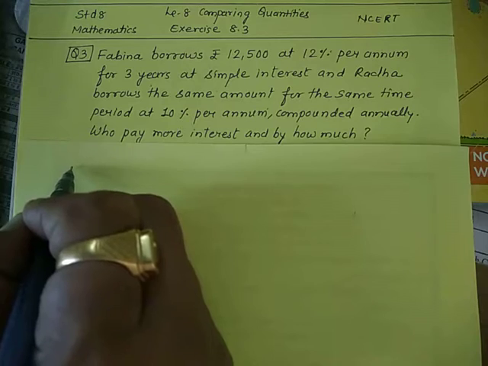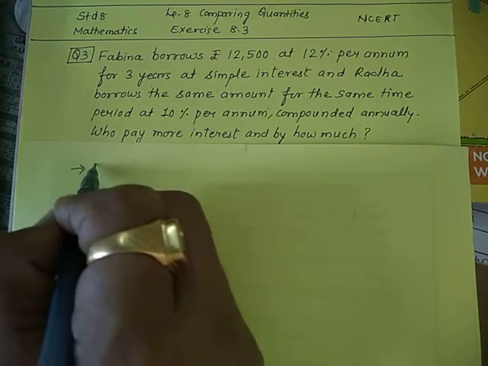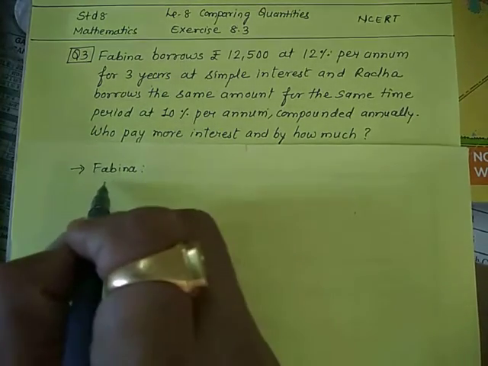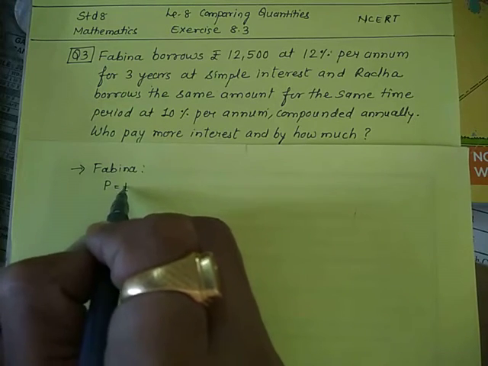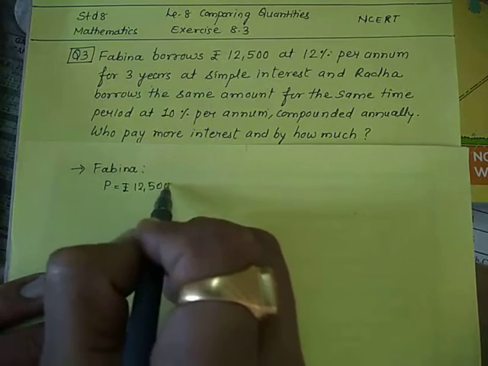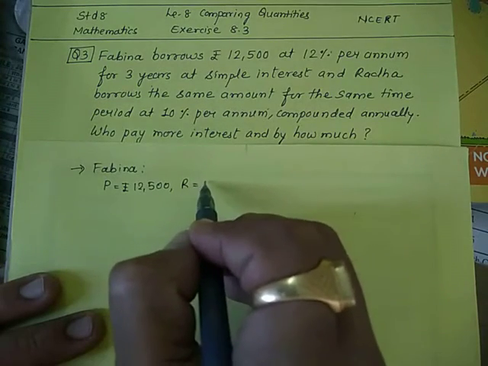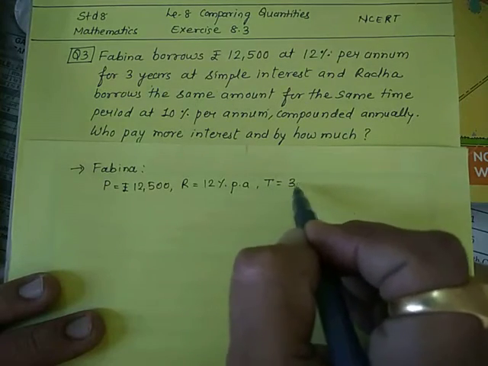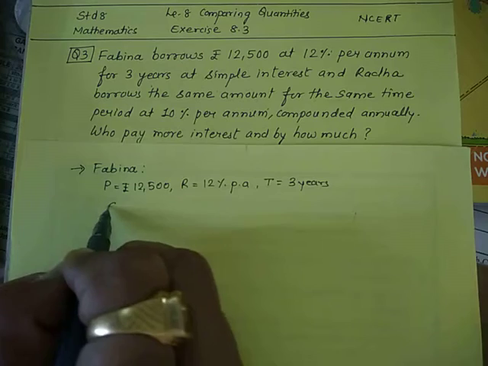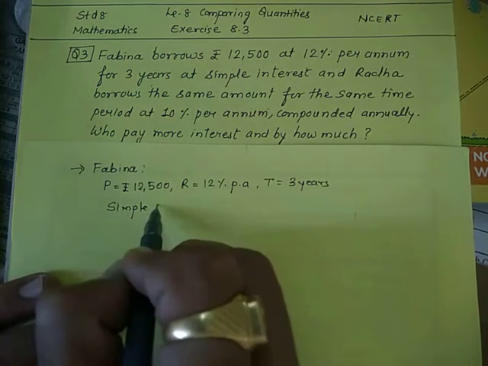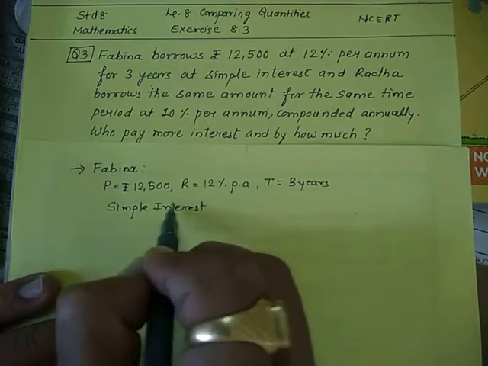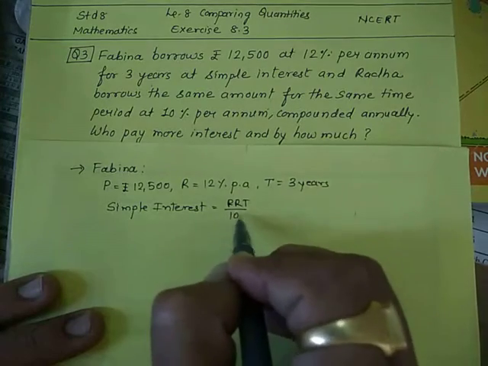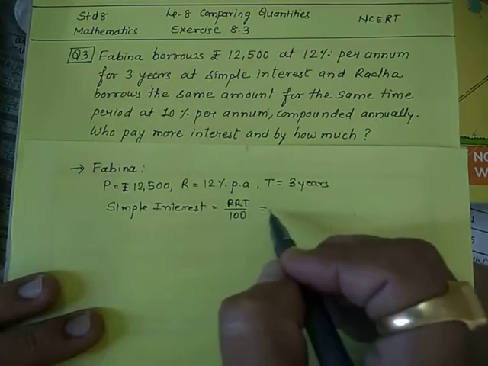First of all, we are discussing Fabina. So principal amount is equal to rupees 12,500, rate 12% per annum and time period 3 years. So simple interest is equal to PRT upon 100. It is annual, so no need to divide by 12.